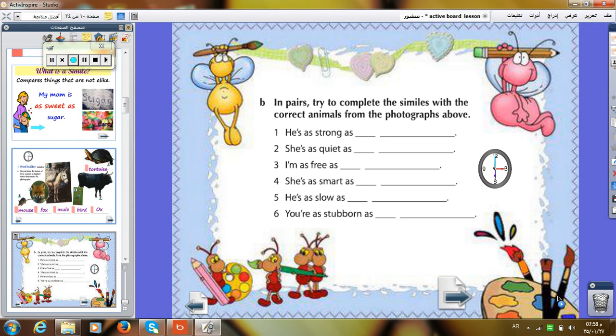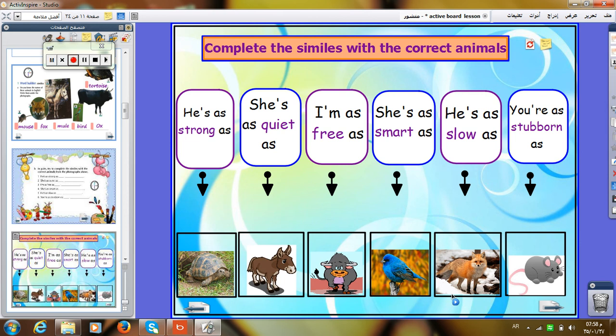Students will be given another activity to complete the similes with the correct animals from the photograph above. And to answer, they will be given only 1 minute, and to answer this activity, I created an interactive game. They will have to come to the board to drag the arrows into the correct picture. So they will complete the similes with the correct animals.